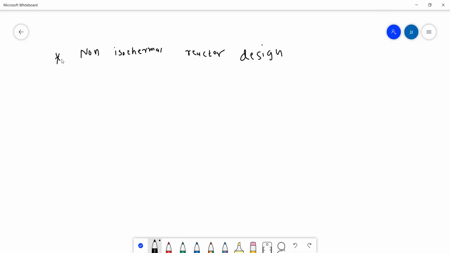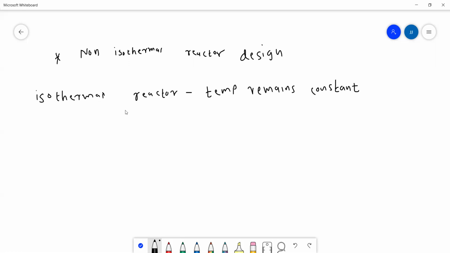Right? Non-isothermal reactor design. Now in BTech level, you have studied the isothermal reactor design, or isothermal reaction, where the temperature remains constant. In an isothermal reaction or reactor, that you already assume temperature remains constant. Suppose we have a CSTR, for example.